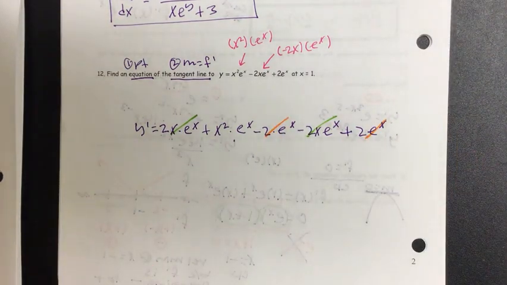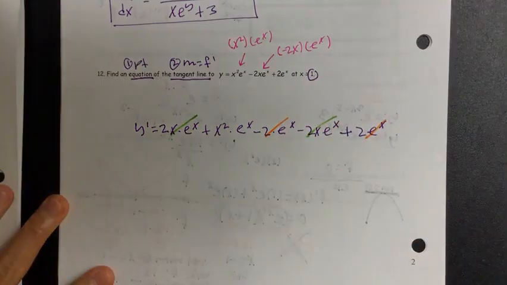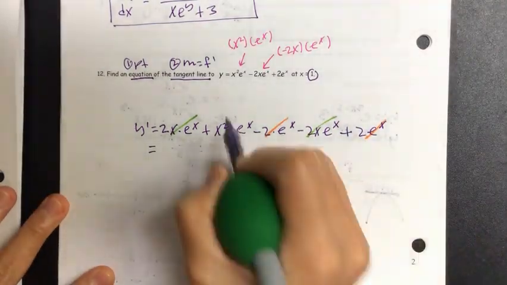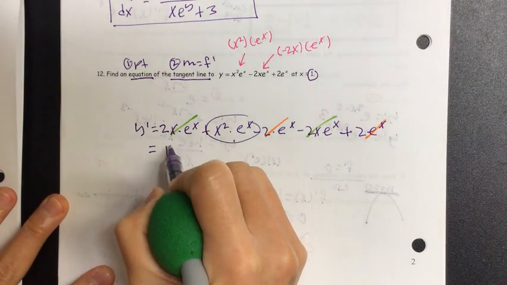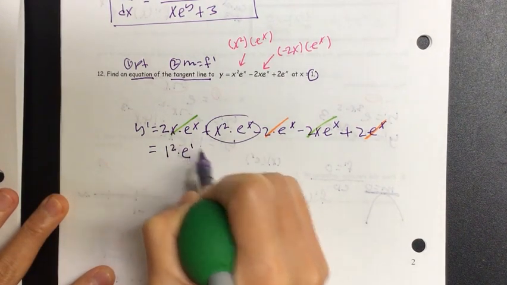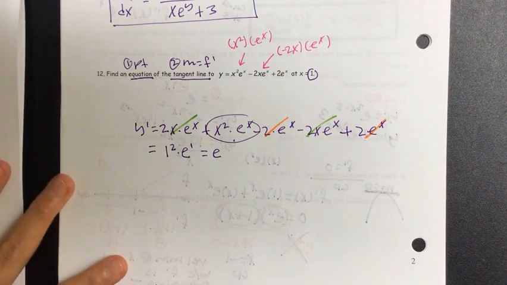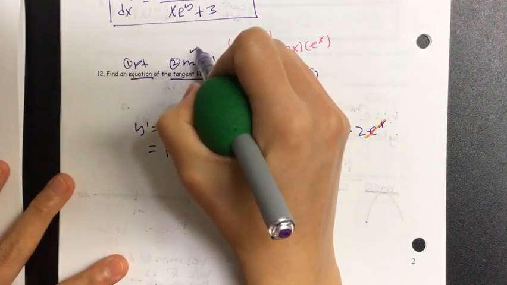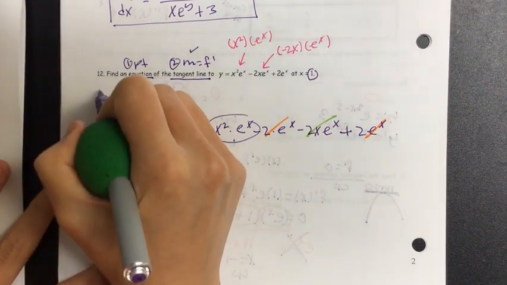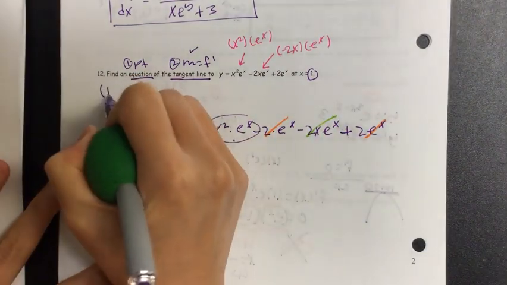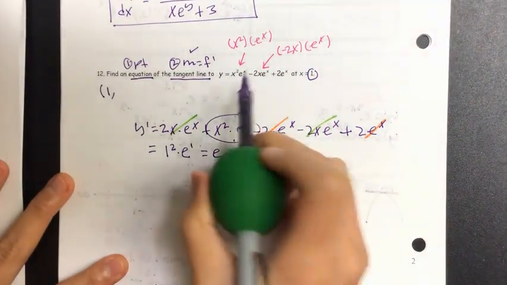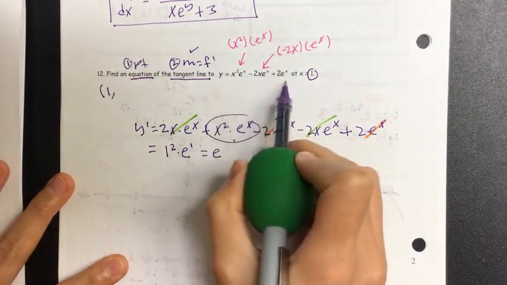So when I plug in the value of 1, from the remaining, I'm plugging into this one right here: 1 squared times e to the 1. That is going to give me e. And that's our slope. So we got that part down. To find the point, the x coordinate is 1. To find the y coordinate, all you have to do is plug it back into the original.